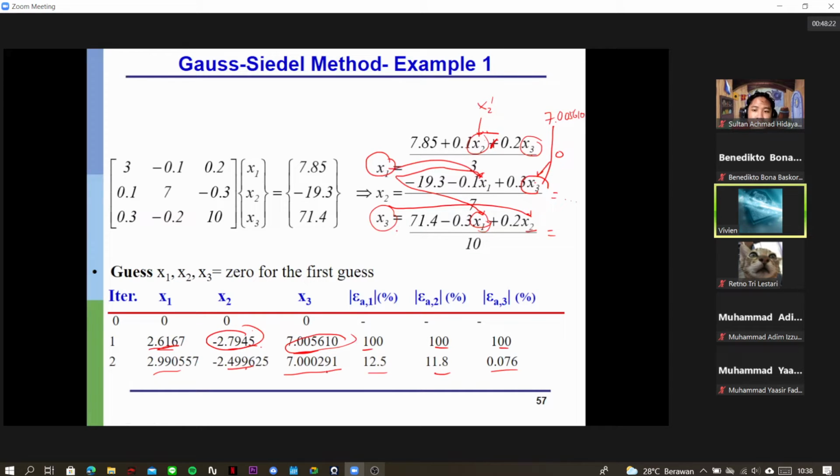The maximum is still 12.5%. So if we want it to be, for example, less than 1%, we need to continue to the third and fourth iteration and so on, until the maximum value of the approximate error is less than 1%. So this is for the Gauss-Seidel method.